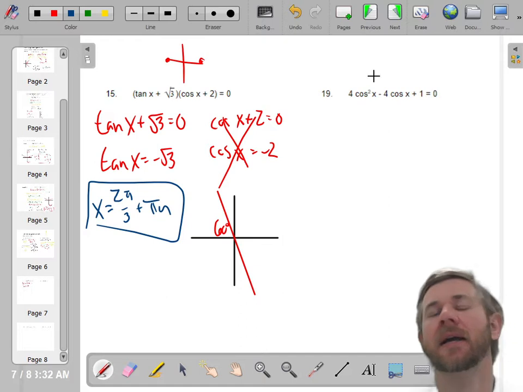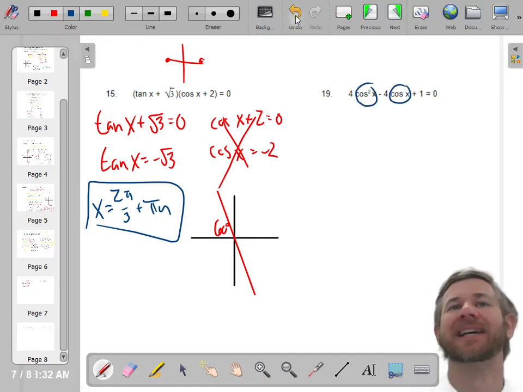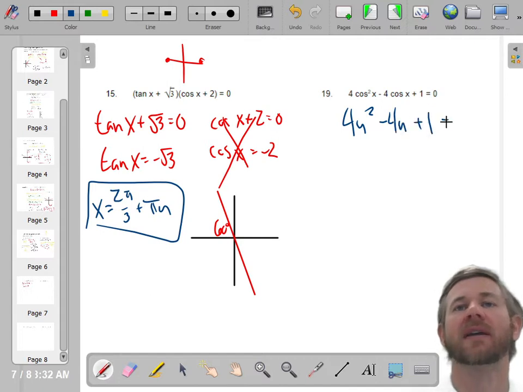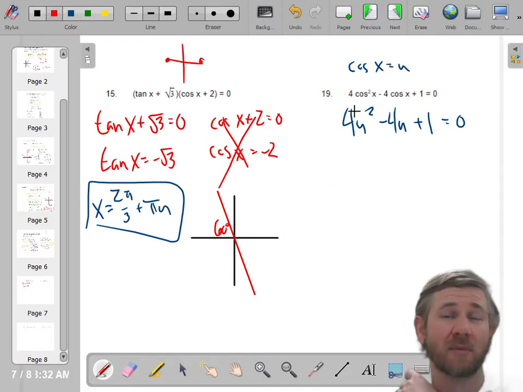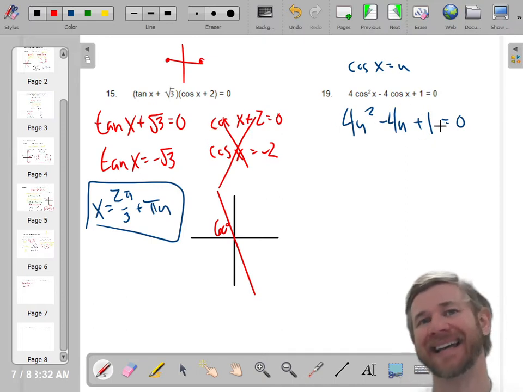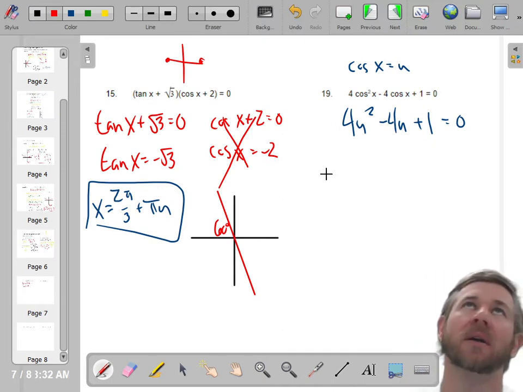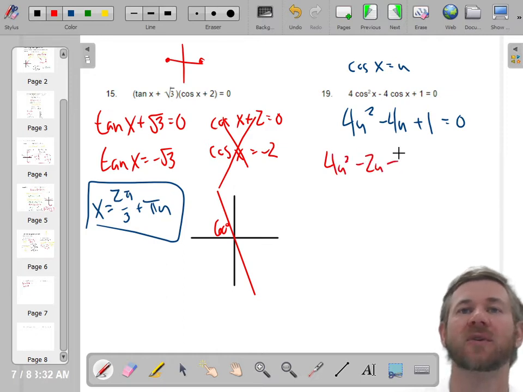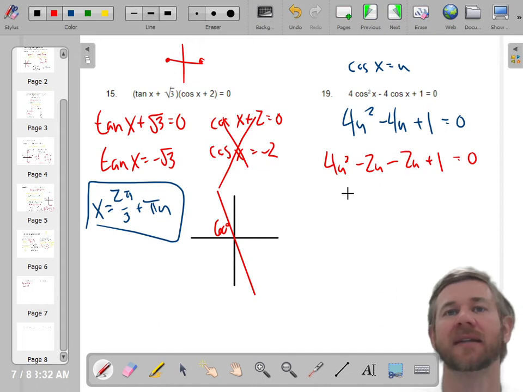Number 19 here, you can see that you have a cosine squared and a cosine. So this is where I'm going to do my substitution. Instead of writing cosine squared, I'm just going to say u squared. So the cosine of x, I'm calling u. Now we'll split the middle. So what multiplies to 4 and adds to negative 4? How about negative 2 and negative 2? That multiplies to positive 4 and they add to negative 4.